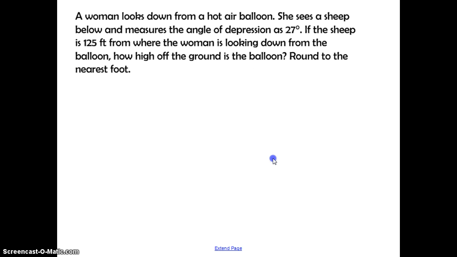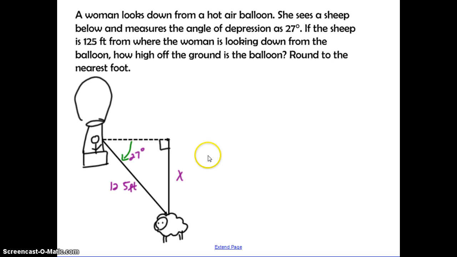Now, looking at this example, I want you to just take a minute, pause, read through the problem, and draw your picture first. Okay, so we'll check back and see if your picture matches mine. Okay, so hopefully your picture matches something like mine.